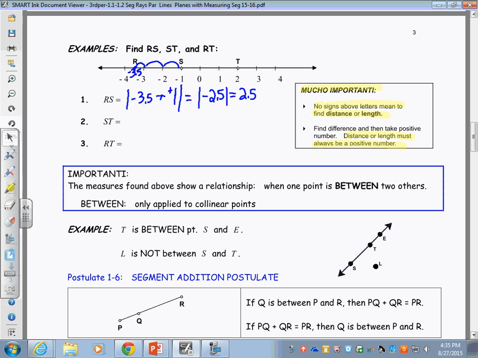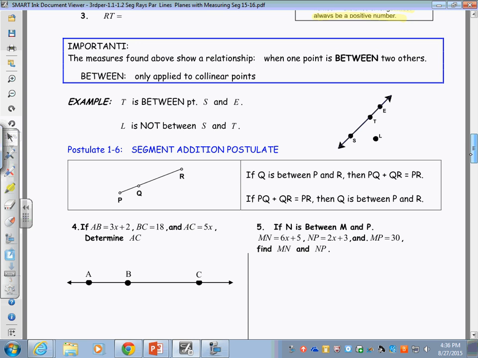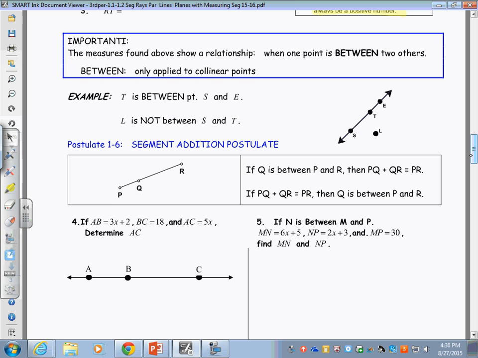So the measures found above show a relation when one point is between 2 other points. Sorry about that, again, all points are collinear. That means they have to lie on the same line. All right, so what we're going to get into tomorrow, and we're going to start on this after our activity, is segment addition.